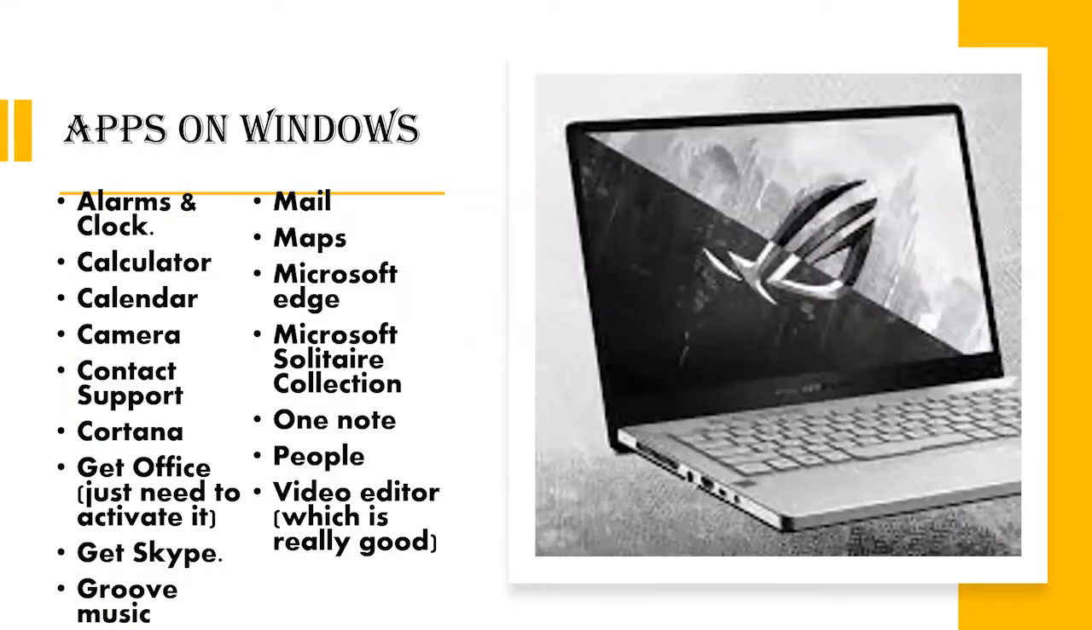Apps on Windows. There are a lot of pre-installed apps on Windows, such as alarm and clocks, calculator, calendar, camera, contact support, Cortana, Office. You just need to buy the Office. They give you one small code and you activate it. Skype, as you all know, before that, Office is much more premium, and that's why you need to pay.